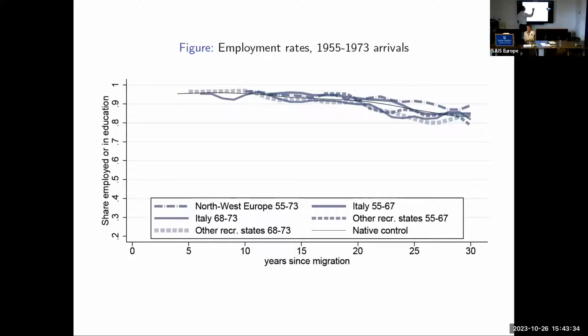If you compare this to natives, which is this thin black line, for these groups you see that the employment rates were very similar. It becomes a bit lower if you go to the 25th year since migration. That's related to age, because the natives also grow older and then you have some early retirements, so employment rates dip a little bit. But generally for these groups, employment rates are all very high.